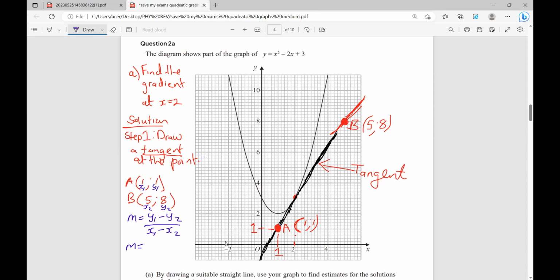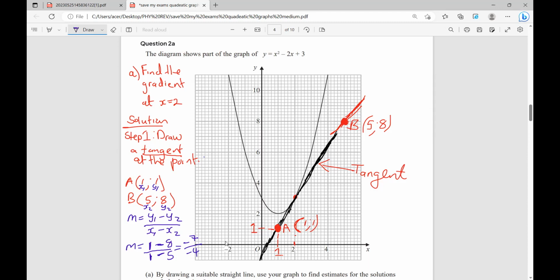Okay, so what is y1? Y1 is 1. So we're going to write 1 minus, what is y2? 8. Good. Divided by, what is x1? 1. And x2 is 5. So 1 minus 5. Can you use your calculator and tell me the answer there? It's going to be minus 7 over minus 4.